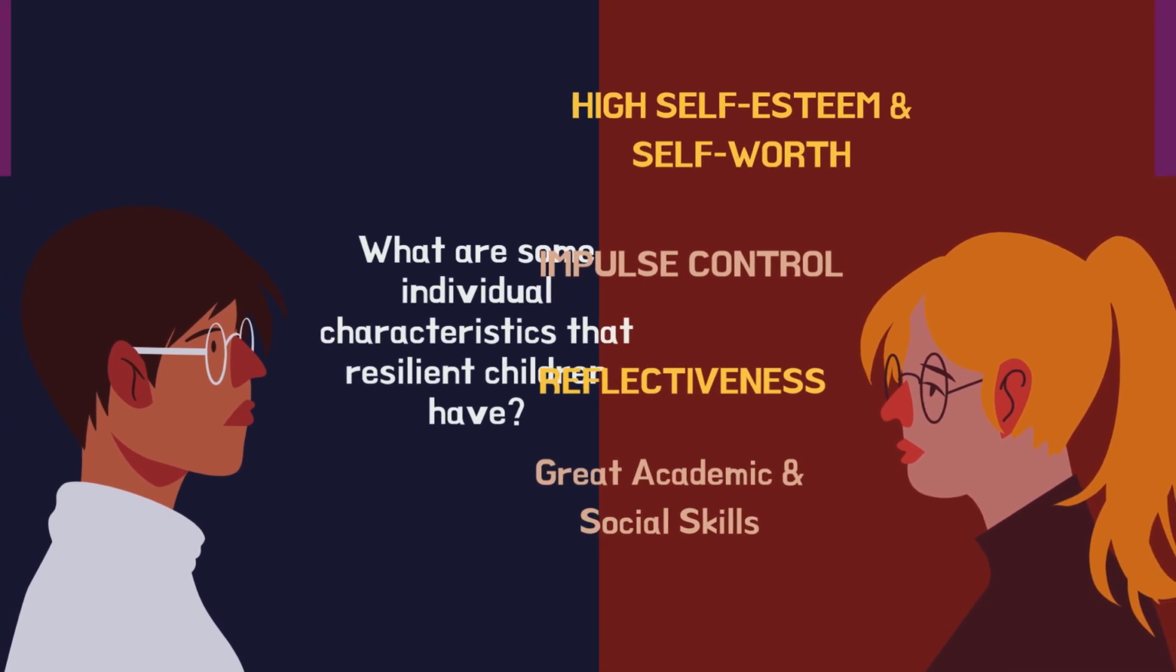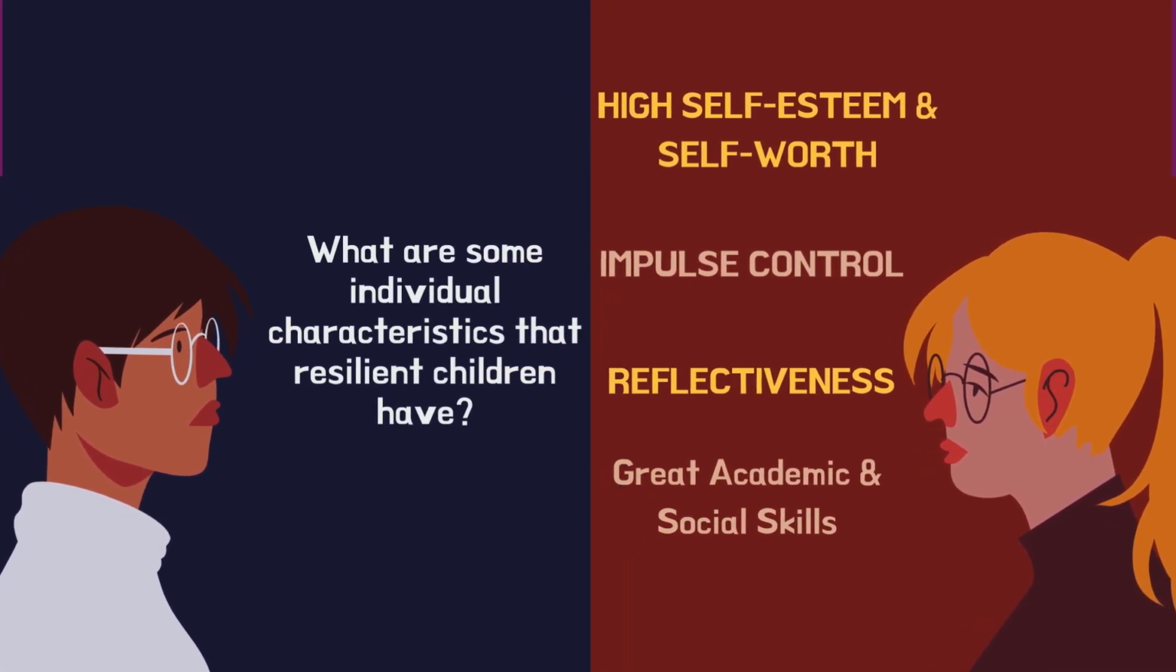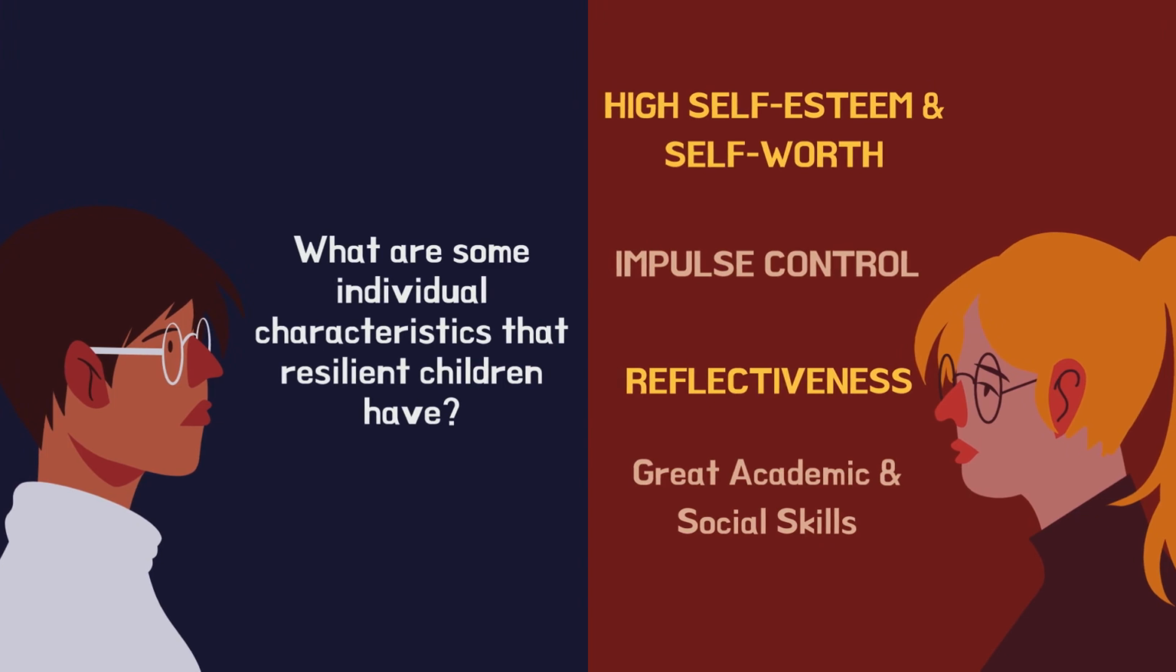So, what are some individual characteristics that resilient children have? Those are the low risk children we were talking about earlier, because there is a difference between the high risk children and the low risk children. Low risk youth usually have high self esteem or high self worth. They have impulse control, so they don't really give into peer pressure and things like that. Reflectiveness, so they are able to think before they act. That goes along with impulse control, but also means being able to reflect on negative behaviors that they've had in the past.